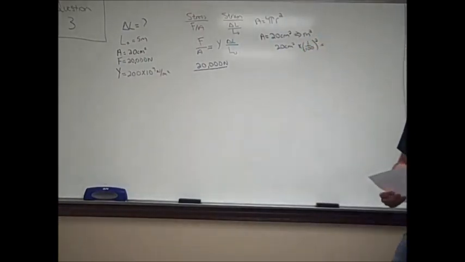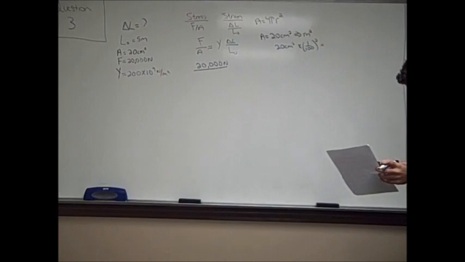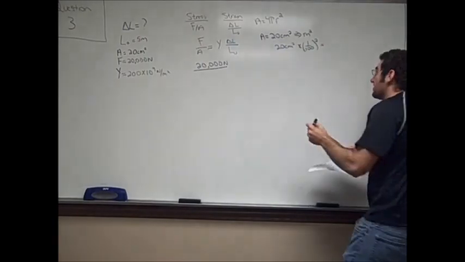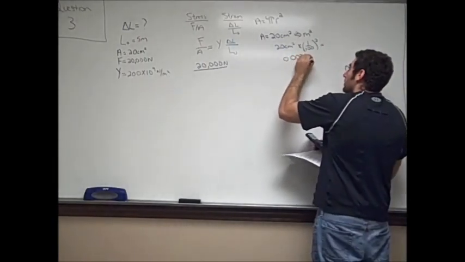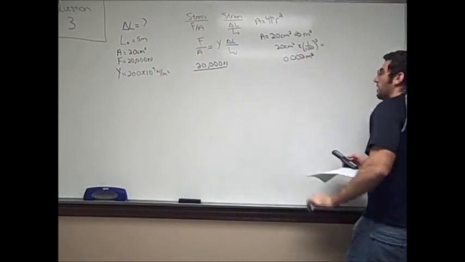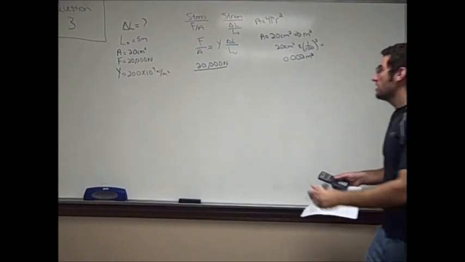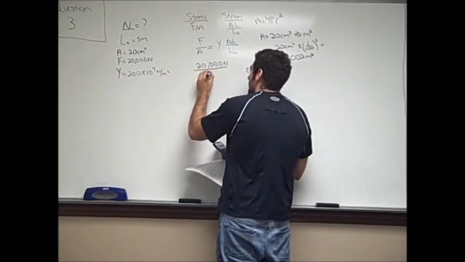squared. And that gives us an area of 0.002 meters squared, or 2 times 10 to the minus 3 square meters. So let's go ahead and plug that in for our cross-sectional area.